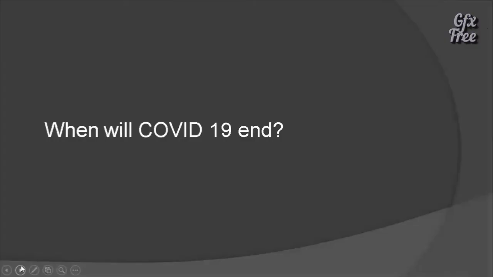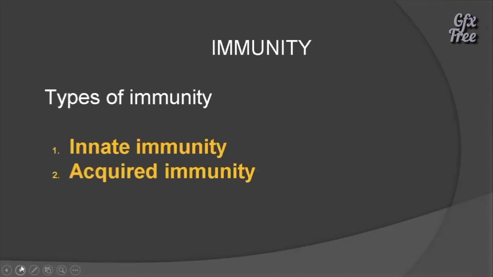Let us move to another important topic, that is, when will COVID-19 end? This is a very important question. So before speaking on it, I would like to discuss an important topic, that is immunity. What is immunity and what are the types of immunity? Immunity is the power for resisting infections, isn't it? We have two types of immunity, that is innate immunity and acquired immunity.